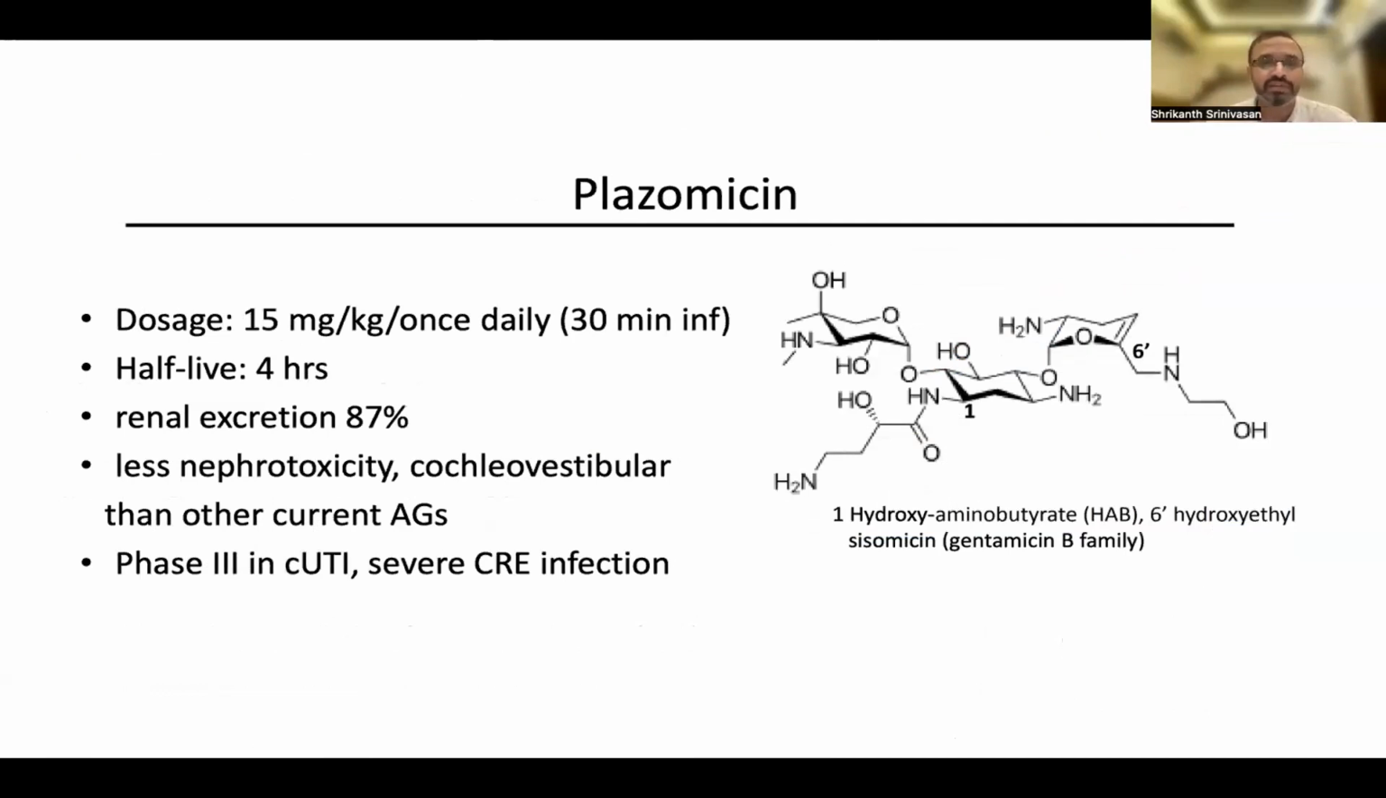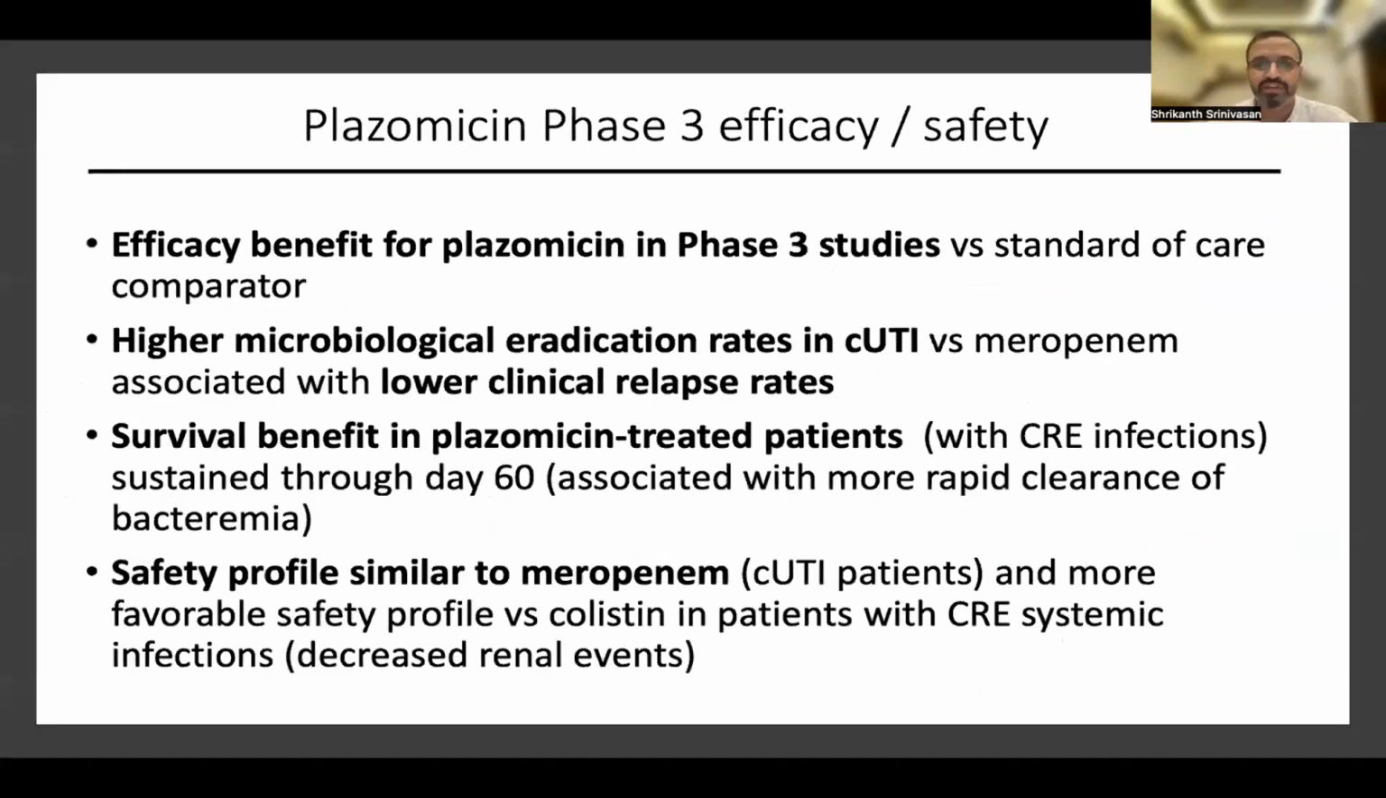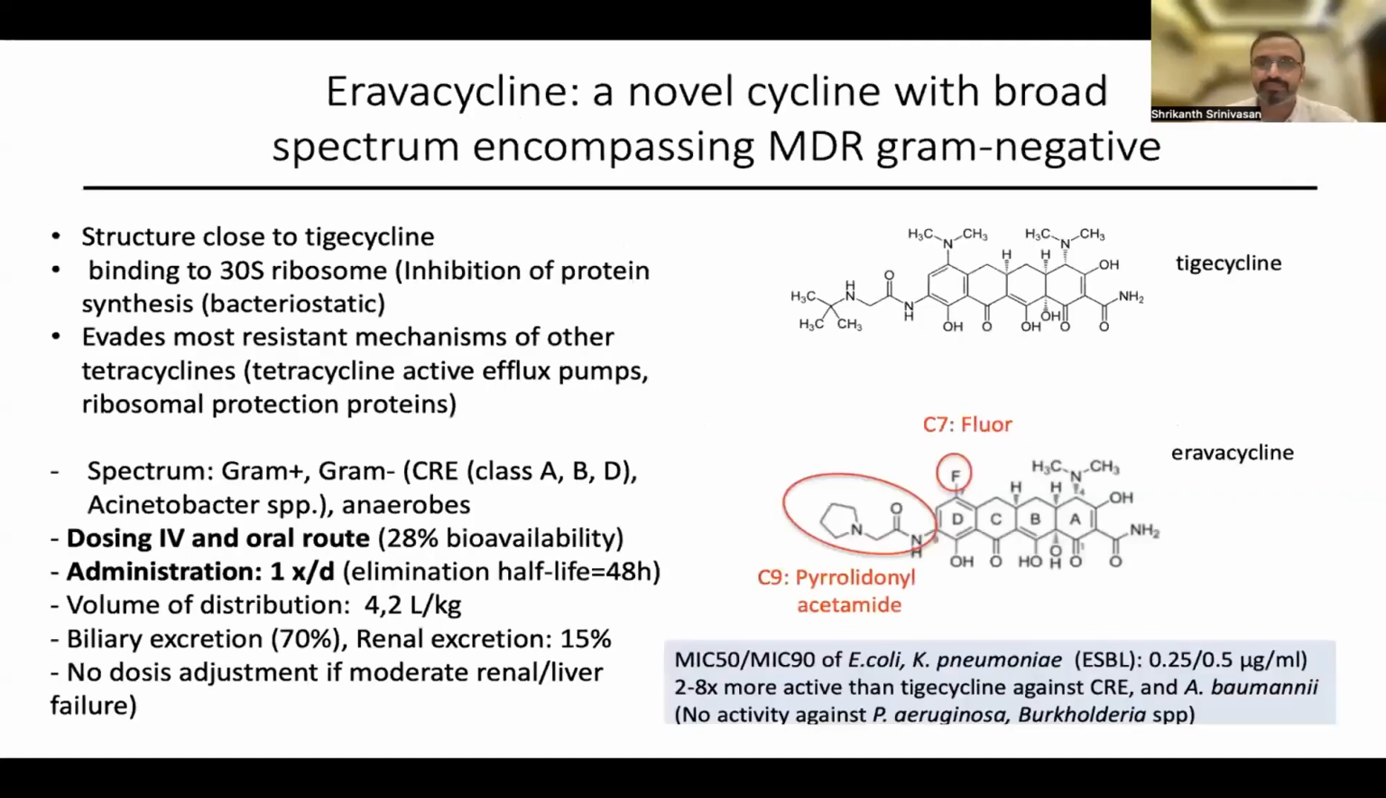Half-life is 4 hours. Renal excretion 87%. Currently, there are phase 3 trials for complicated UTI and severe carbapenem-resistant Enterobacteriaceae infection. It has been found to have higher microbiological eradication rates as compared to meropenem. Survival benefit has also been seen, and the safety profile is similar to meropenem, with much lesser nephrotoxicity as compared to other aminoglycosides. A novel tetracycline, eravacycline, which is a broad spectrum tetracycline.